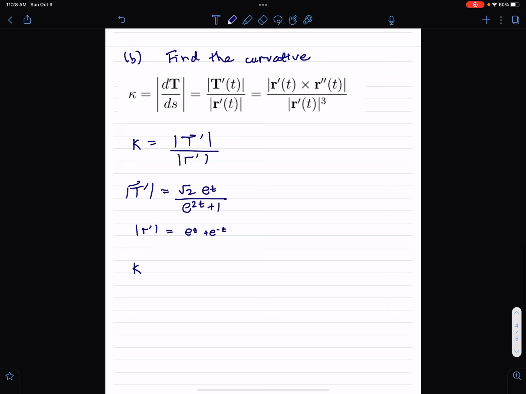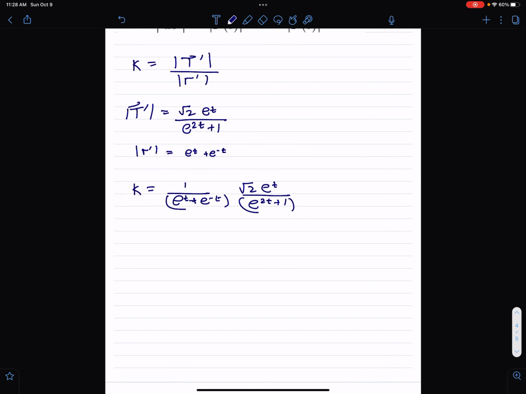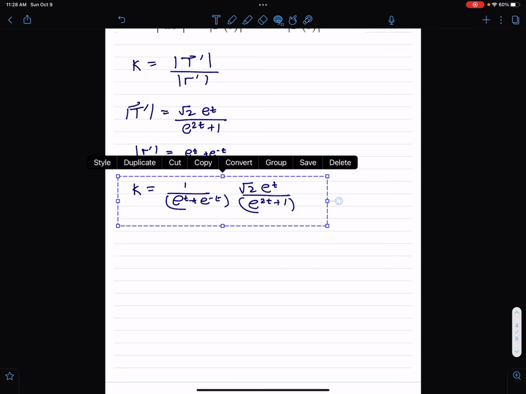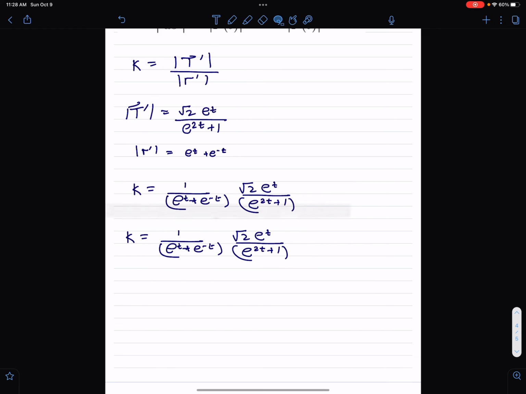Then kappa is equal to the reciprocal of magnitude of r prime. So that's 1 over e to the t plus e to the negative t times the magnitude of t prime, which is square root of 2 e to the t. Let's put parentheses around that. And then this is e to the 2t plus 1. And once again, this seems like something weird or doesn't simplify, but it does. Okay, so why is that? Let's duplicate this and write it down again. Because of this piece right here, if I multiply the top by e to the t and the bottom by e to the t, we'll see something.